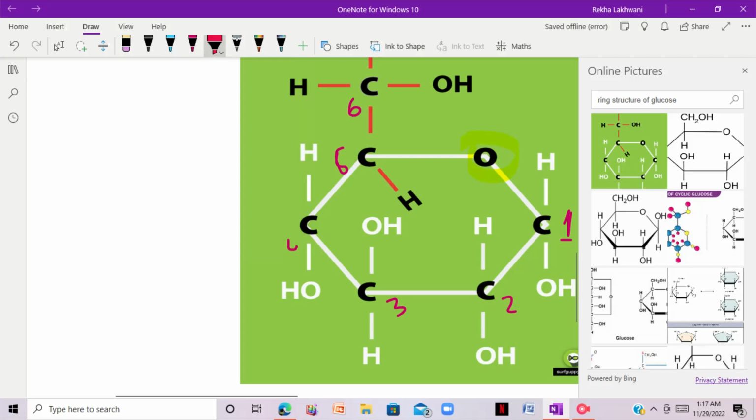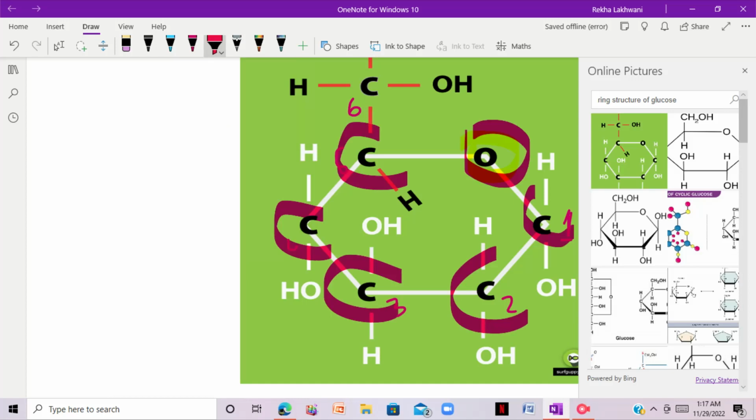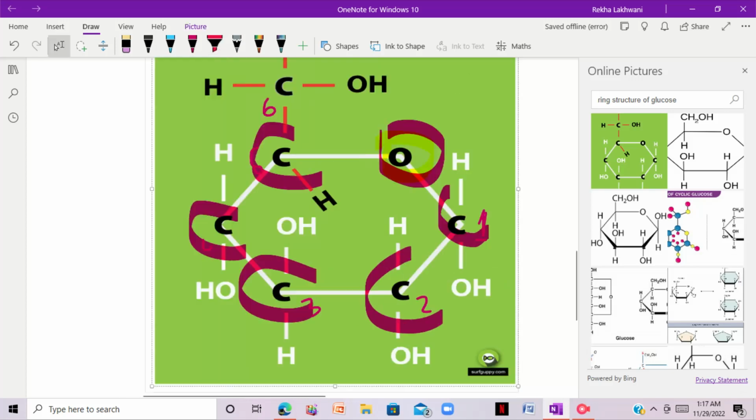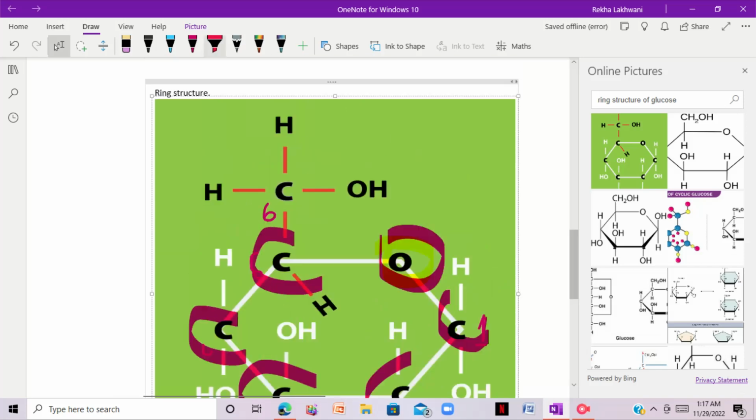Okay, so as you can see over here, let's take a picture. This is quite a nice picture. Let's take this one picture over here, right? As you can see, this is the open structure. This is the open structure basically, right?